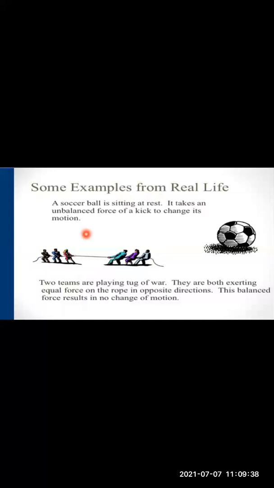You see here the first picture, that is called tug of war. Two teams are playing tug of war. They are both exerting equal forces on the rope in opposite directions. This is balanced force, resulting in no change of motion. Now, if you carefully look at the picture, these three are exerting force in this direction, and these three are exerting force in this direction. So definitely the net force acting at this point is going to be zero, and there will be no motion at all.